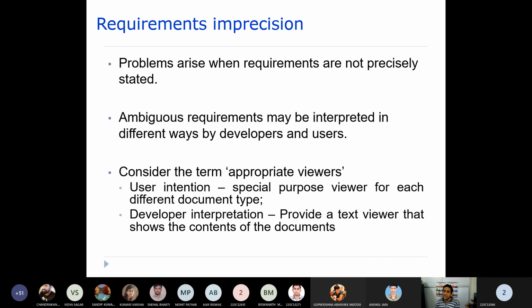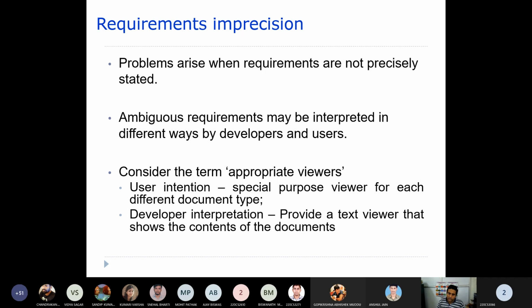Now you can see here, there is a certain amount of ambiguity. Ambiguous requirements may be interpreted in different ways by developers as well as users. The requirement is written in such a way that it leaves multiple interpretations. If it has multiple interpretations, different people will treat it in different ways. The user will think that he is going to get this sort of facility, but the developer takes the other interpretation and develops something else which is not useful for the current user.